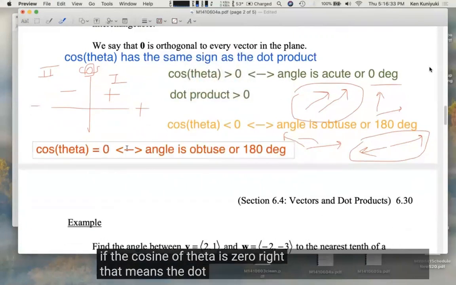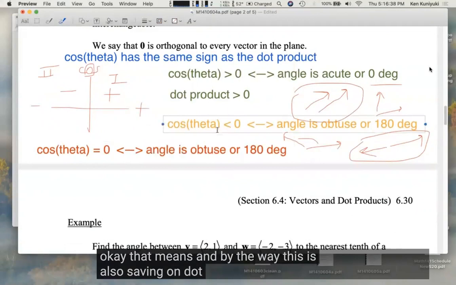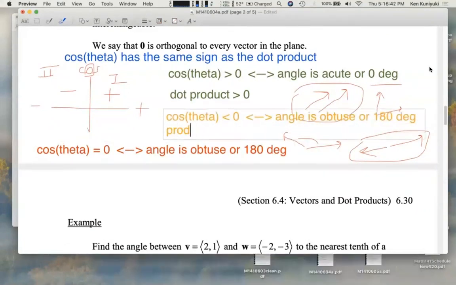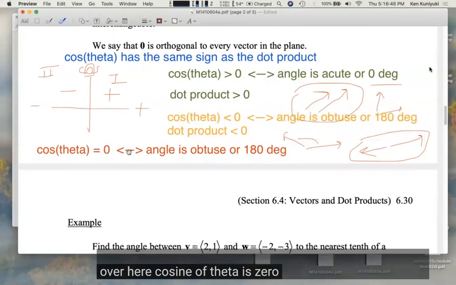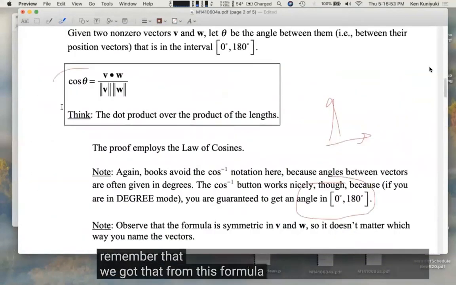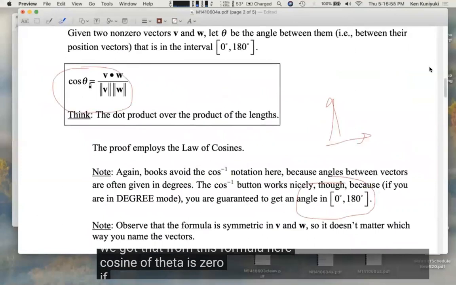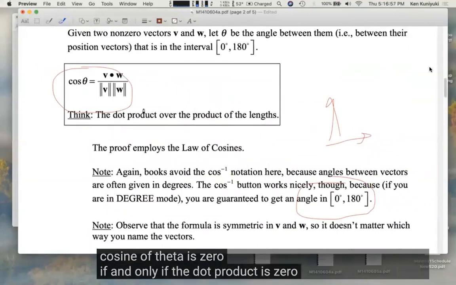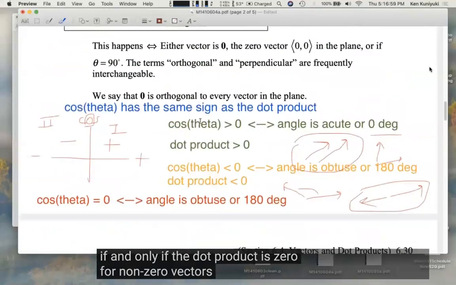If the cosine of theta is zero, that means the dot product is zero. And by the way, this is also a statement on dot product. Over here, cosine of theta is zero, that is, the dot product is zero. Remember that we got that from this formula here. Cosine of theta is zero if and only if the dot product is zero for non-zero vectors.